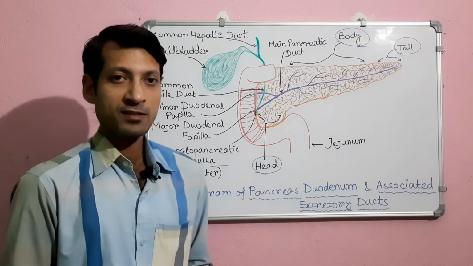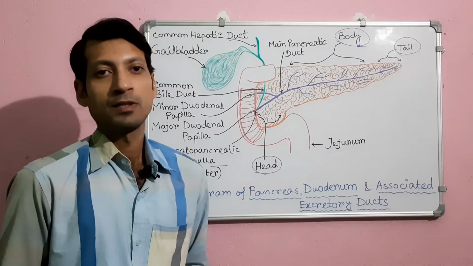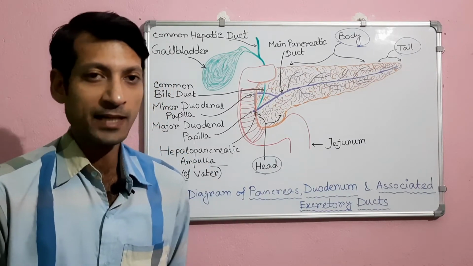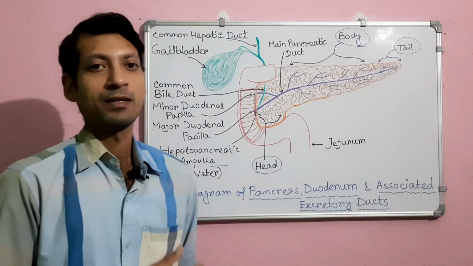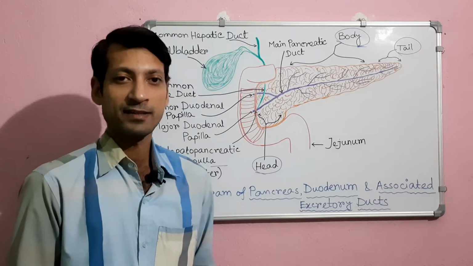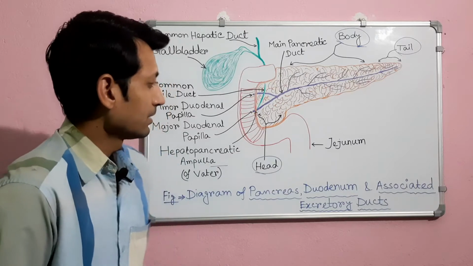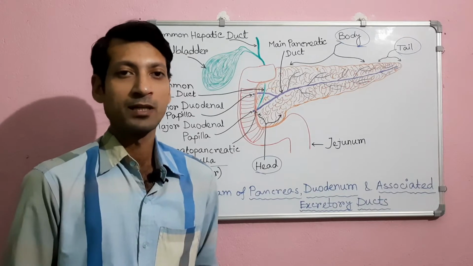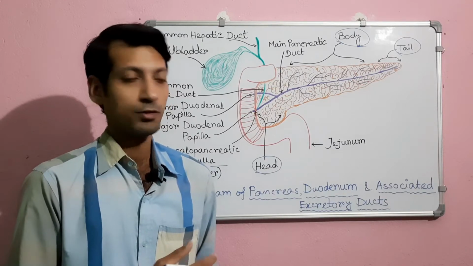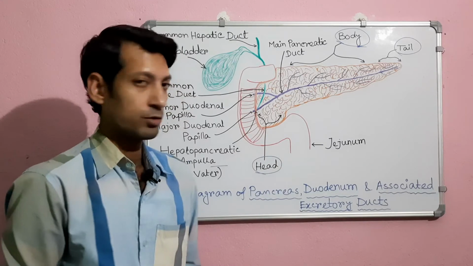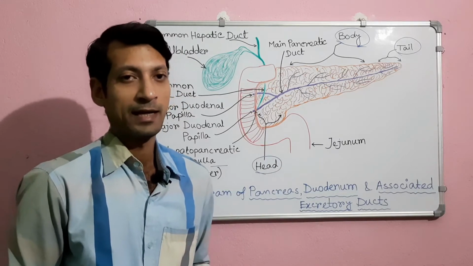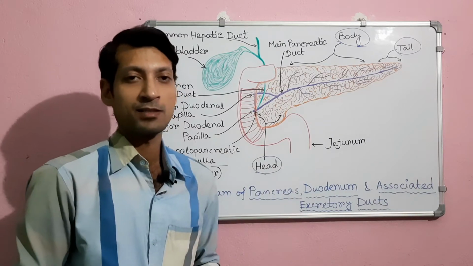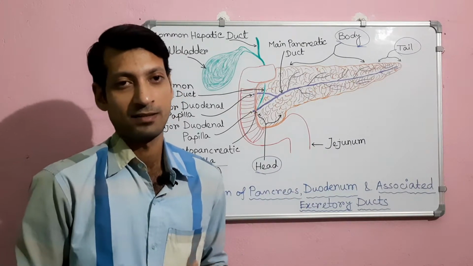The exocrine functions include secretion of different types of digestive enzymes. These digestive enzymes help to digest protein, carbohydrate, fat, etc. The endocrine functions include secretion of different types of important hormones. So, the pancreas shows both exocrine as well as endocrine functions. That's why the pancreas is also known as a mixed gland.